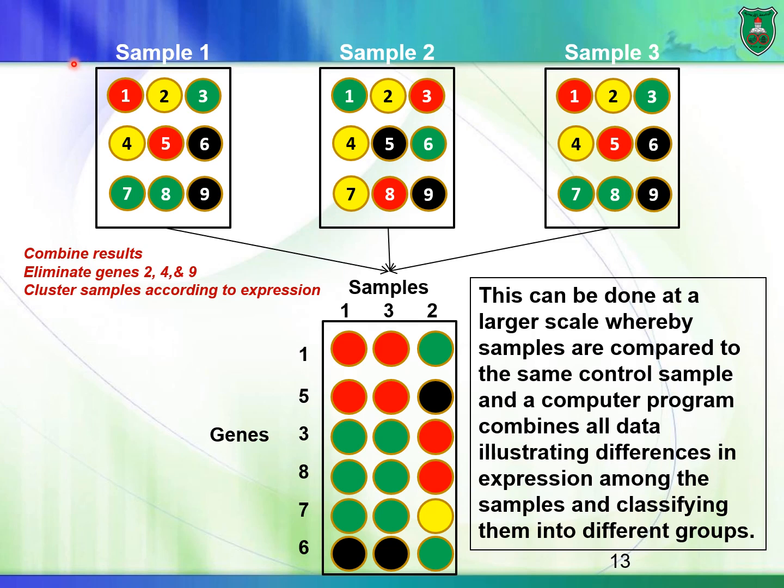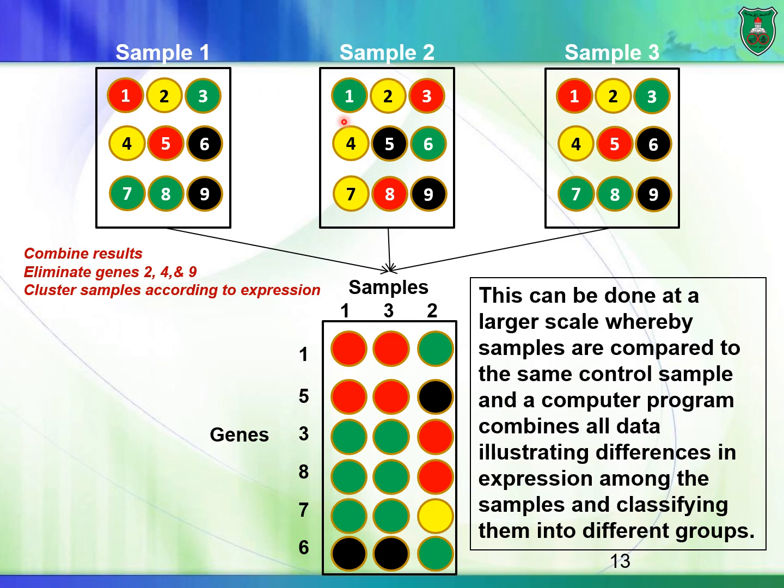Now you look at sample 1. Let's say that red means overexpression, green means down regulation of a particular gene. Yellow indicates equal expression and black indicates no expression of this gene whatsoever. So look at gene number 1, overexpressed in sample 1. Gene number 2, equal expression between the cancer cell and the normal cell. Gene number 3, there is down regulation. There is less expression of this particular gene in cancer versus normal, and so on and so forth.